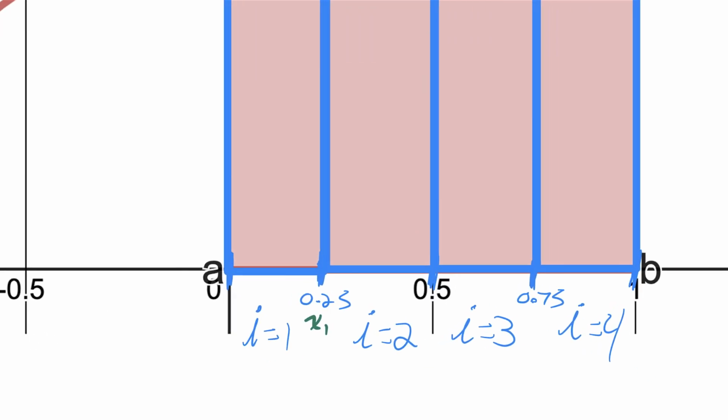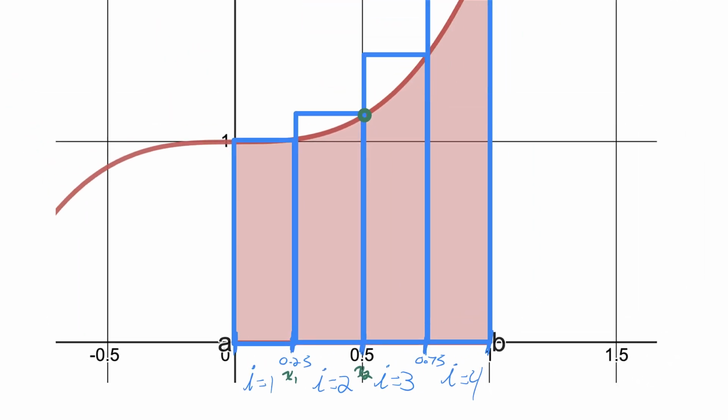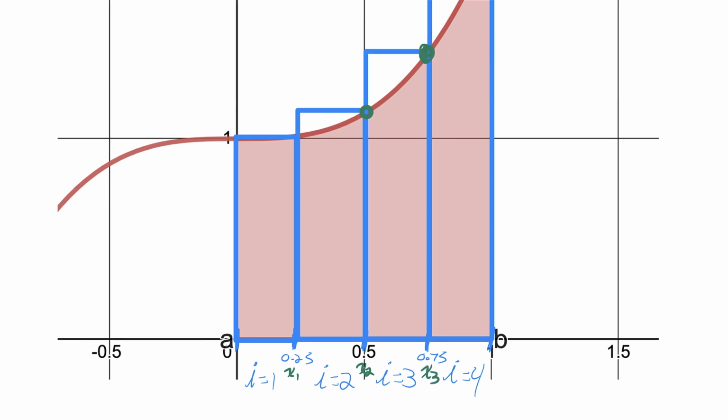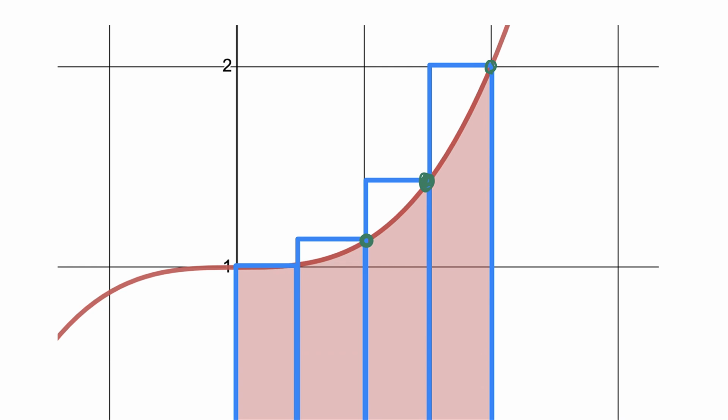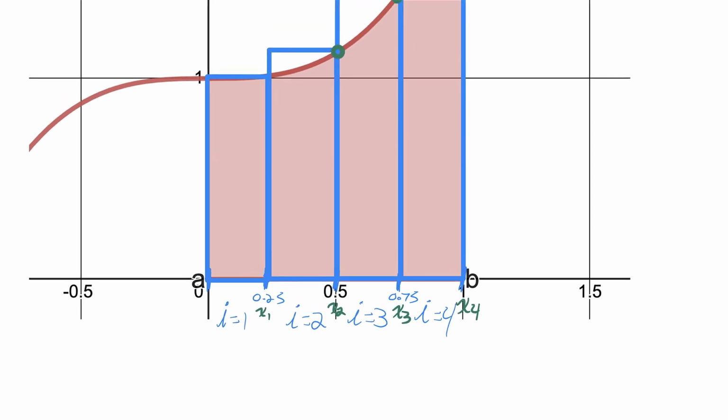So I'll label 0.5 as my x sub 2. And then for my third interval, I used this point as the height, so I'll call that my x3. And for my last interval, I used that as my height, so I call that x sub 4. When we use the right endpoint of each interval to determine the height of the rectangle, it makes working with the formula a lot easier.